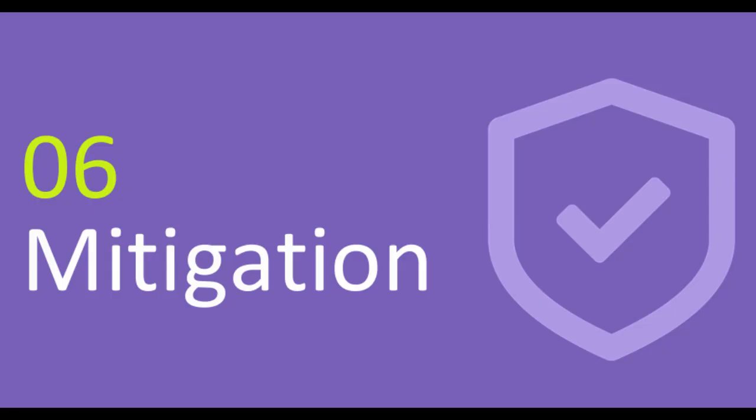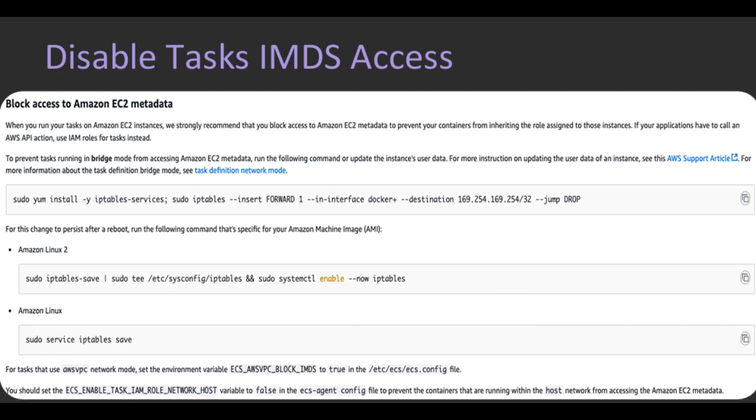Now, the most important part. How do we fix this? Part 6, mitigations. Mitigation number 1, the most critical: disable IMDS access for your tasks. AWS provides clear guidance. For most network modes, you can use an iptables rule to block access to the IMDS IP from containers. For the awsvpc mode, you can set an environment variable ECS_AWSVPC_BLOCK_IMDS equals true in the ECS config. If the tasks can't reach IMDS, the attack fails at step 1.